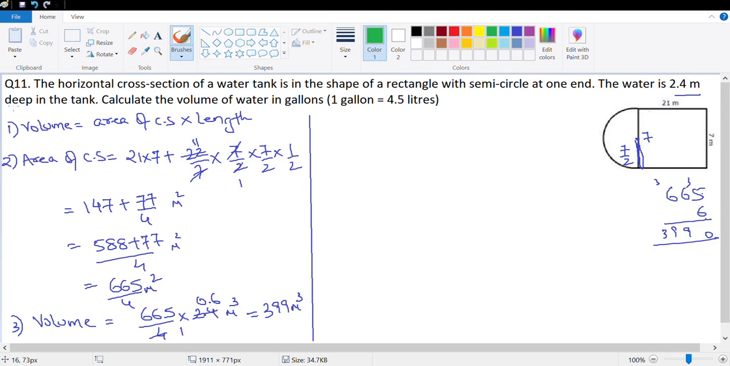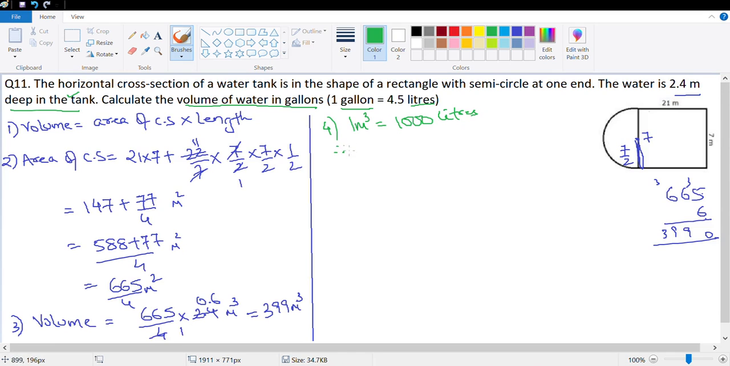So that's the volume. Next, calculate the volume in gallons. So we need to convert meter cube into gallon, but the conversion is given as gallon with liter. So let's convert meter cube into liter first. So 1 meter cube is equal to 1000 liters.